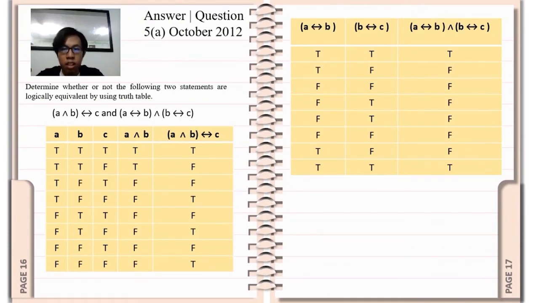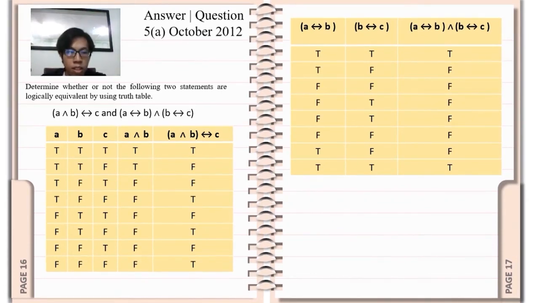For column A ∧ B, for these conjunctions, we get the value true when the variables A and B are true, and other than that, false. And we get true, true, false, false, false, false, false, and false. Last but not least, (A ∧ B) ↔ C. This statement is true wherever A ∧ B and C have the same truth values. This means that false, false is true and true, true is always true. So for this column, we get true, false, false, true, false, true, false, true.